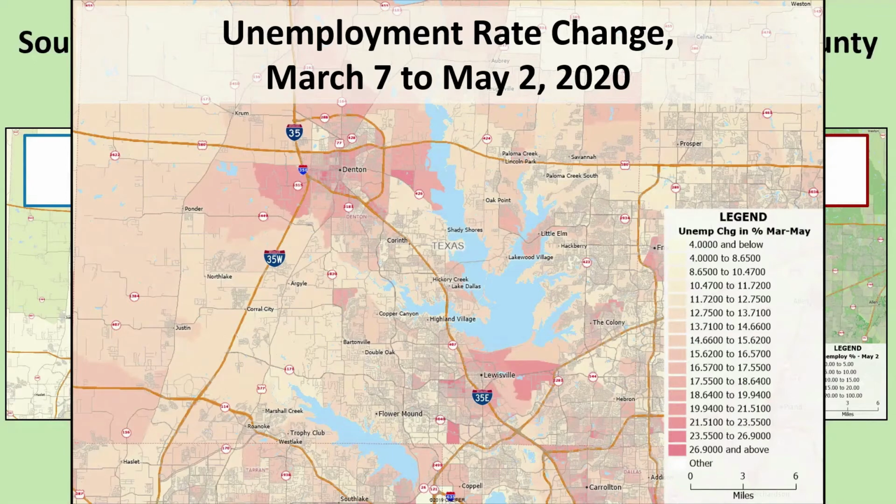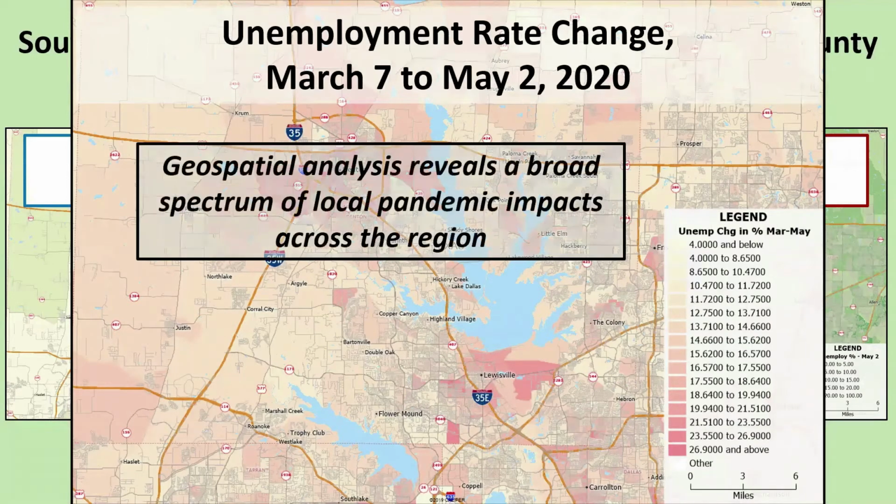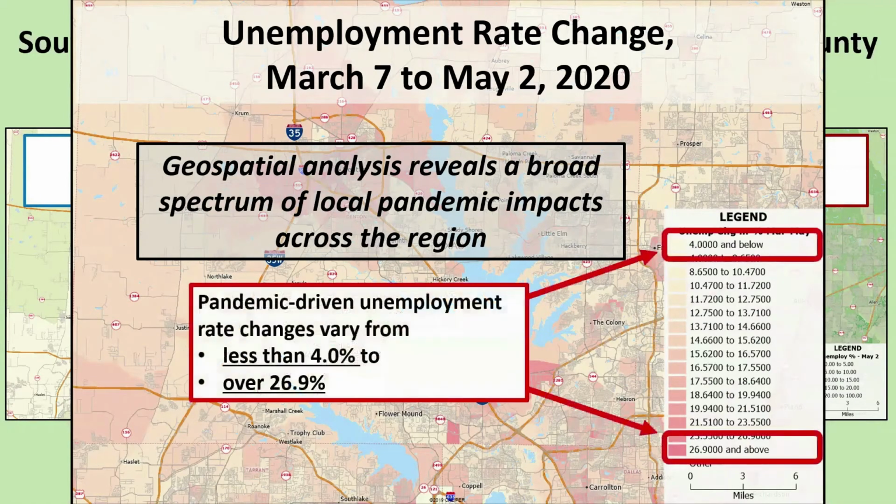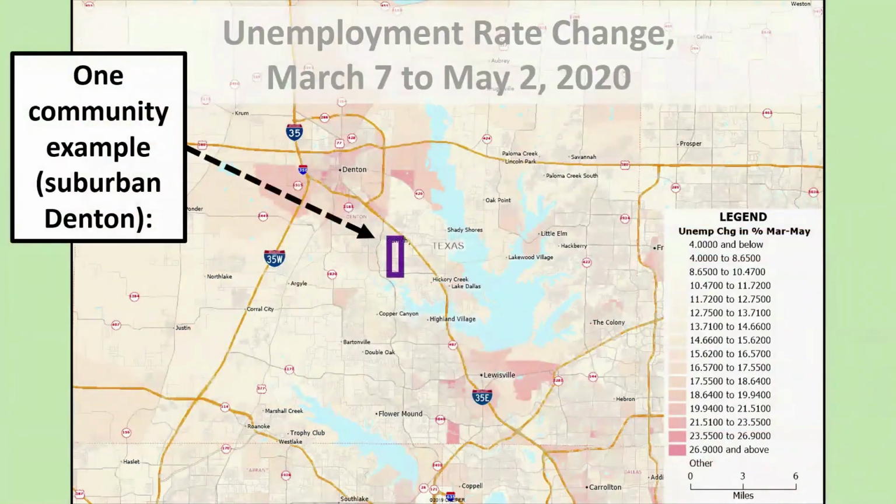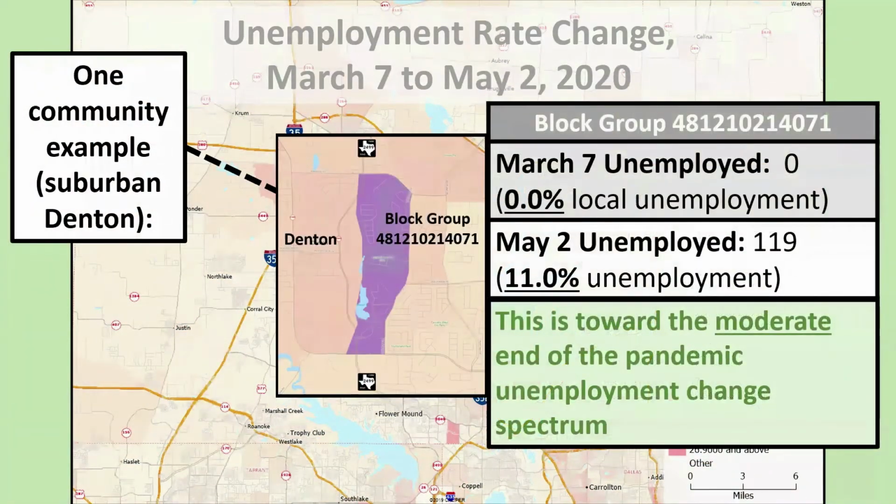And so really what we're representing here is there's a spectrum of outcomes that are revealed by this particular analysis. We're going from neighborhoods with 4% or less unemployment all the way up to neighborhoods that are severely impacted with 26.9 and greater percent unemployment rate. So let's take a look at a couple of example communities that really drive this point home.